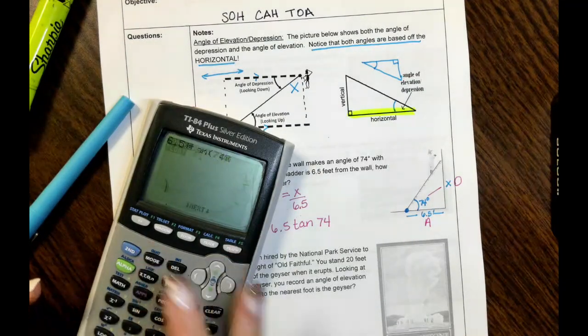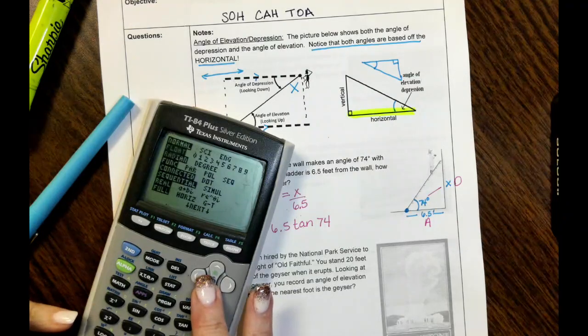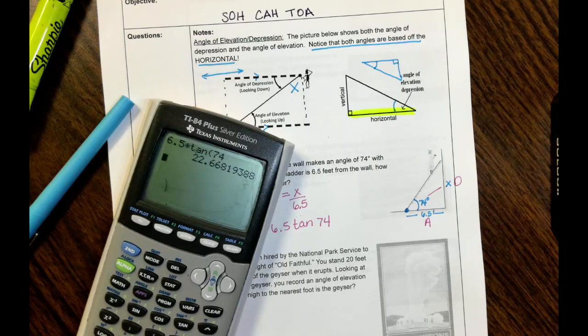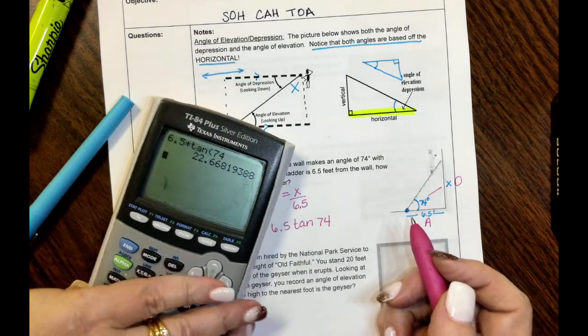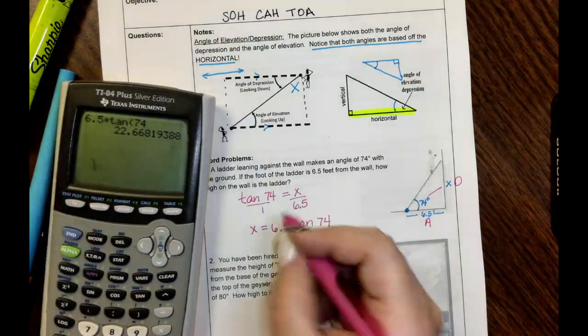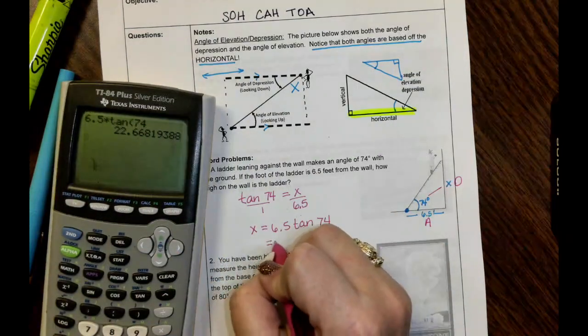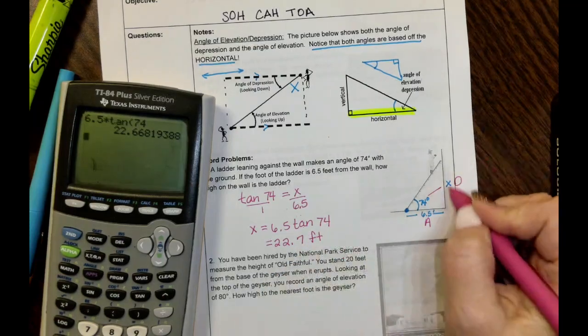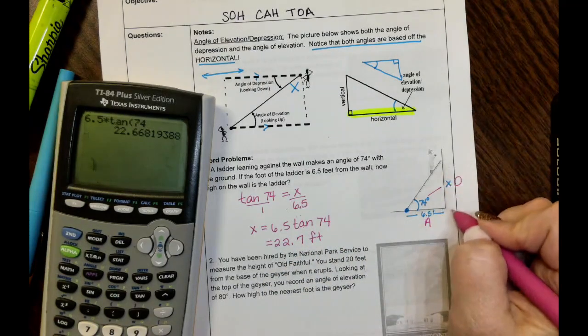And that's what I was talking about, making sure my calculator is in degrees. So 6.5 times the tangent of 74, and you get 22.67. So x is equal to 22.7 feet. So it will reach 22.7 feet up the wall.